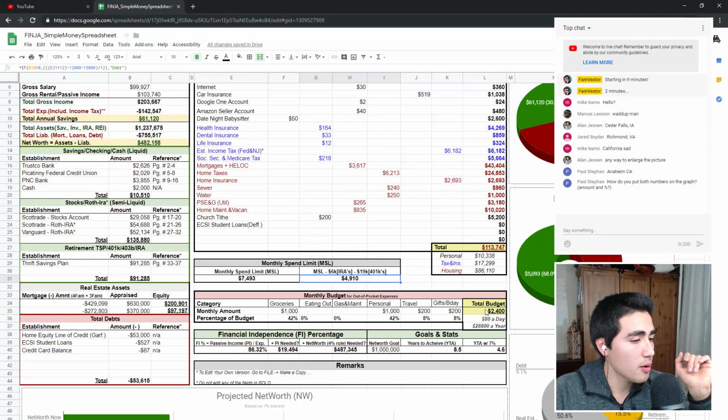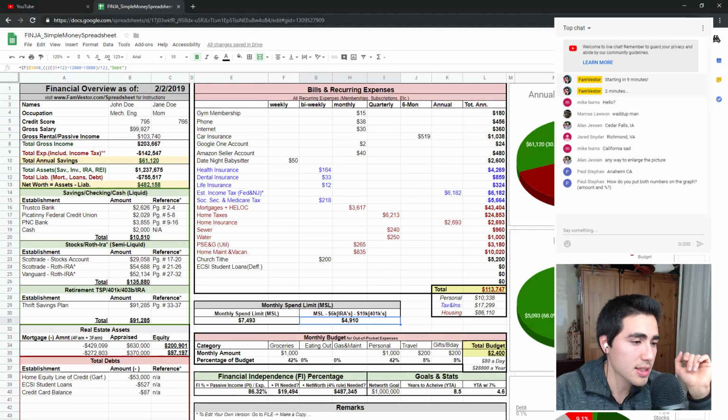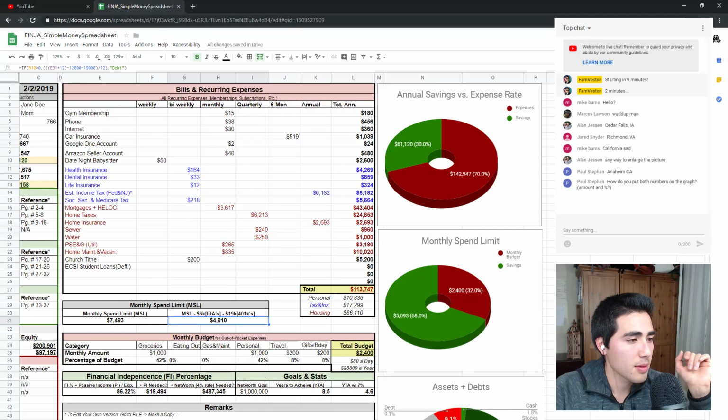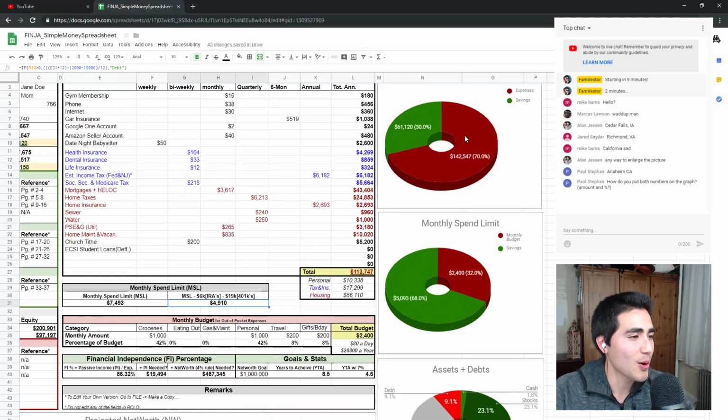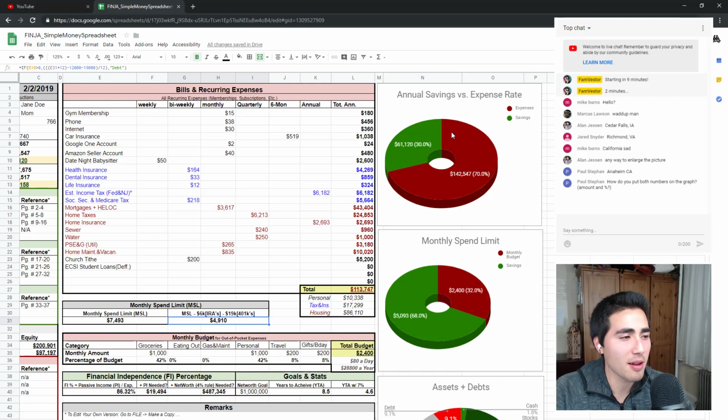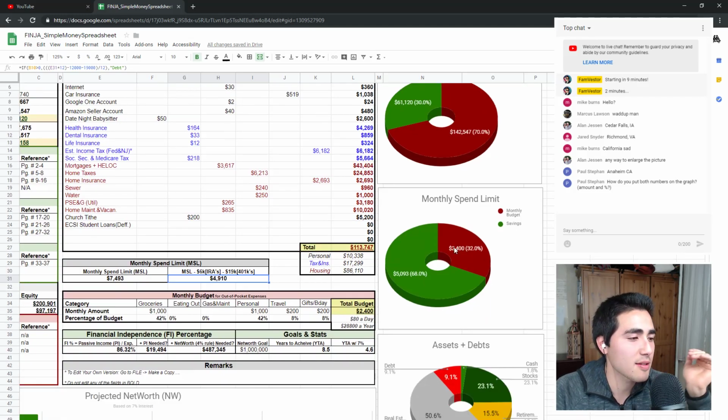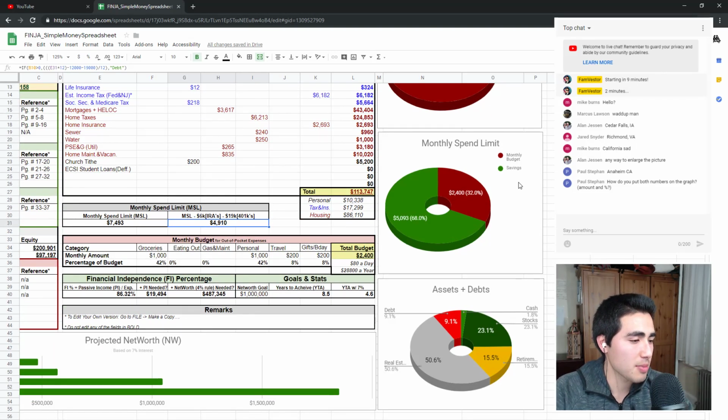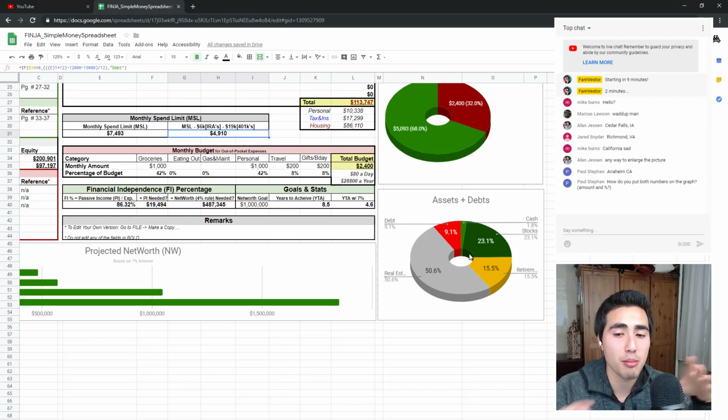And then all around, we have these graphs that'll help you see visually better what your savings rates are and how much you're saving versus expenses, your monthly spend limit, as I just talked about, your assets, and the breakout amongst how much of it is debt, how much of it's in cash, stocks. You can see mine, majority of it's in real estate. Not necessarily a good thing, but that's what it is. I have some in retirement, some in stocks, some in IRAs, things like that.